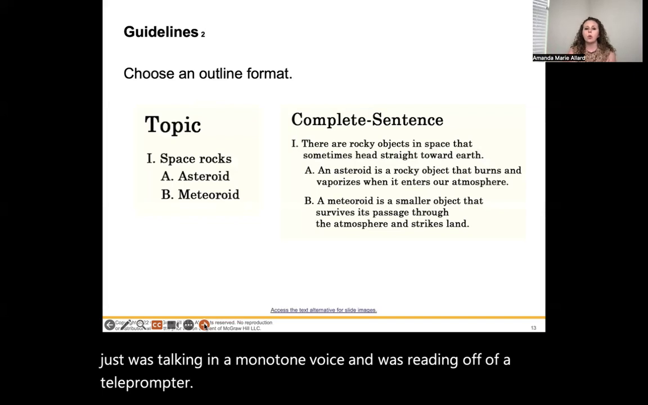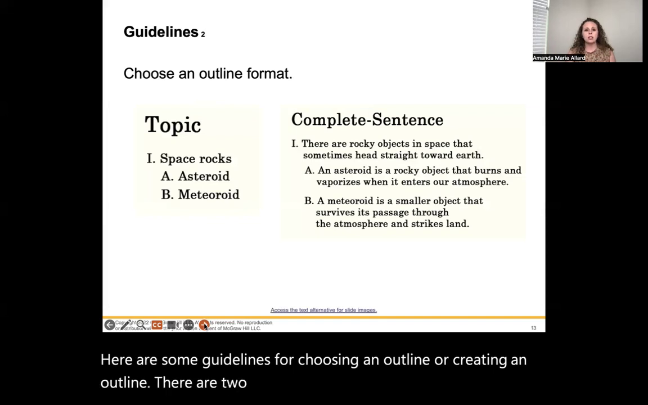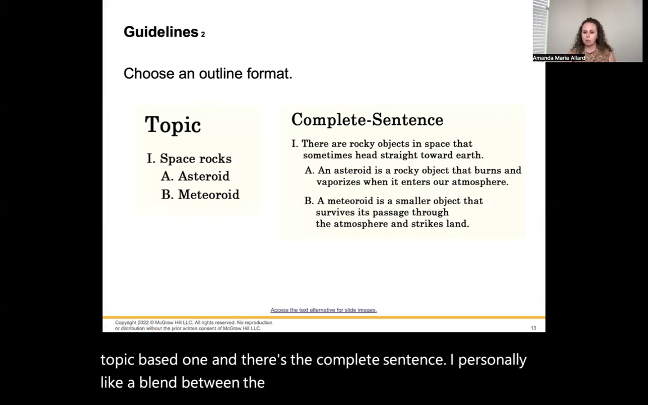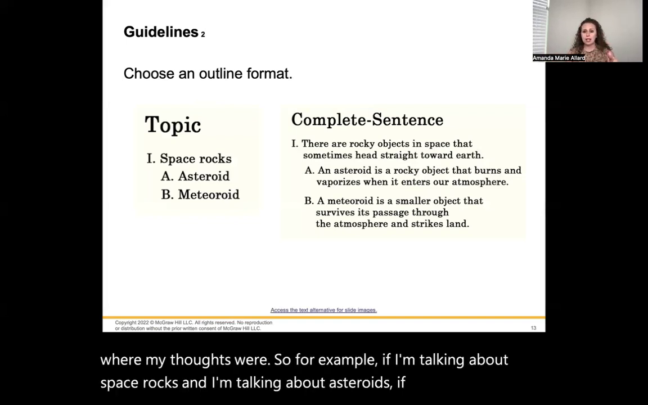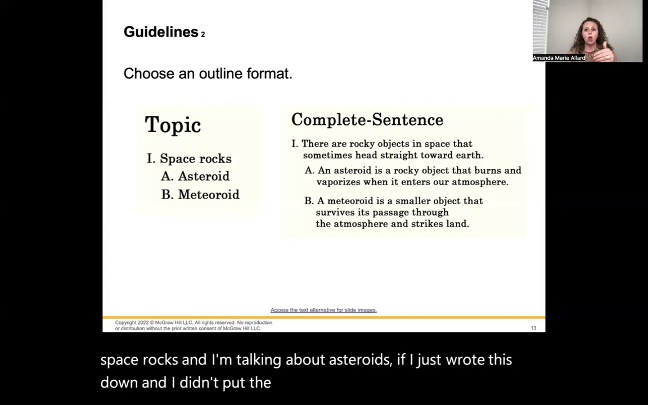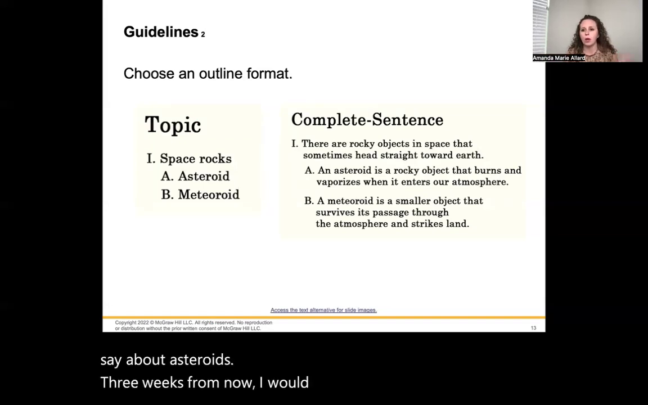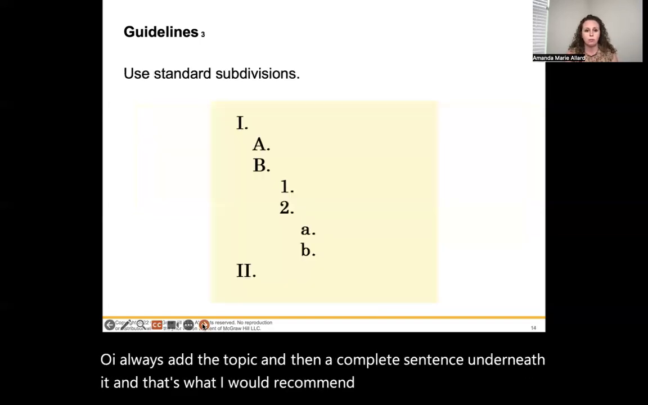Here are some guidelines for creating an outline. There are two different formats, essentially: the topic-based one and the complete sentence one. I personally like a blend between the two, because it helps me understand where my thoughts were. For example, if I'm talking about space rocks and asteroids, and I just wrote that down without the notes about what I wanted to say about asteroids, three weeks from now I would not remember what my goal was. So I always add the topic and then a complete sentence underneath it, and that's what I would recommend for you as well.